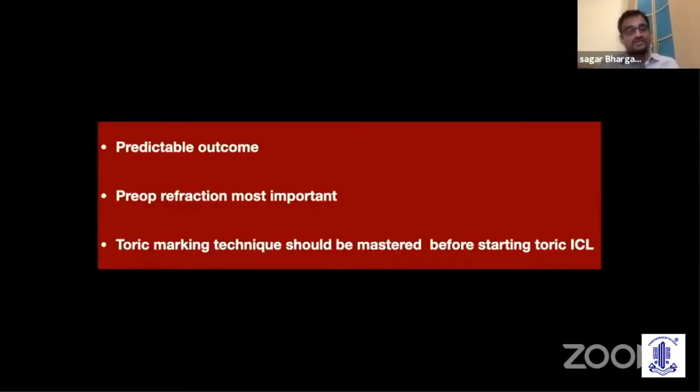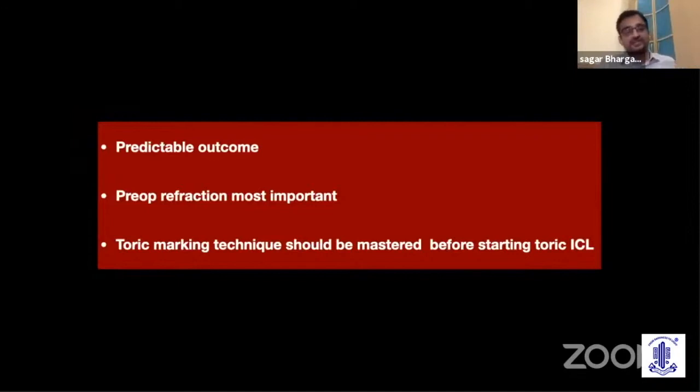So I would conclude by saying that toric ICL definitely gives a very predictable outcome. Preoperative refraction is the most important thing. So a lot of due diligence should be given to preoperative refraction, and the toric ICL marking technique should be mastered before you start doing toric ICLs.